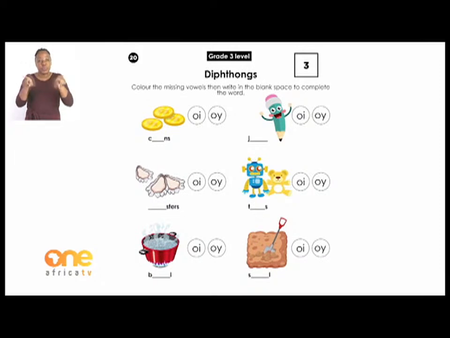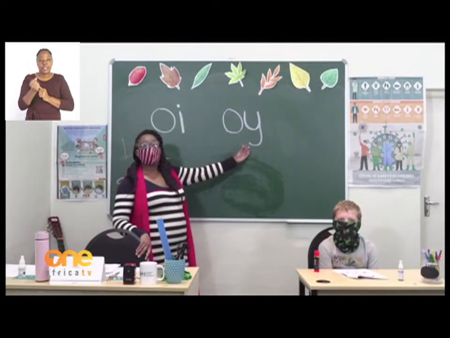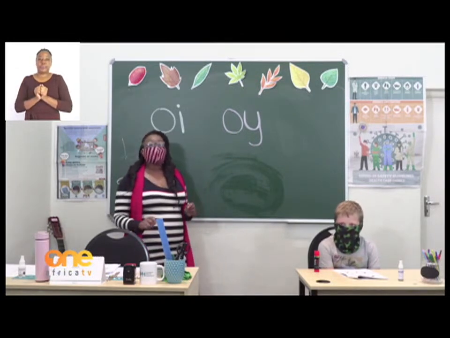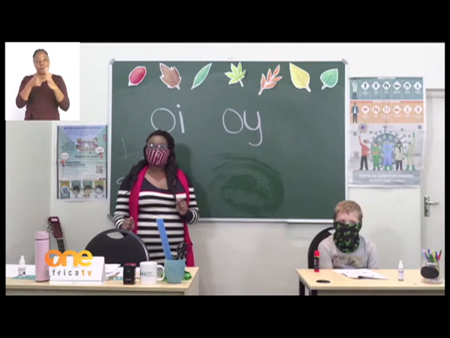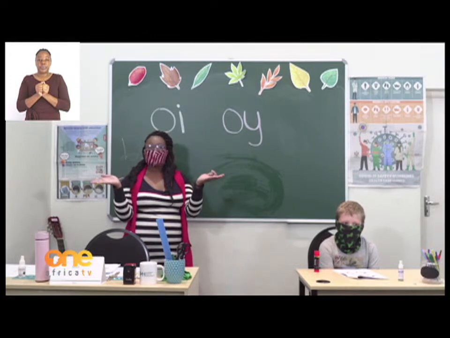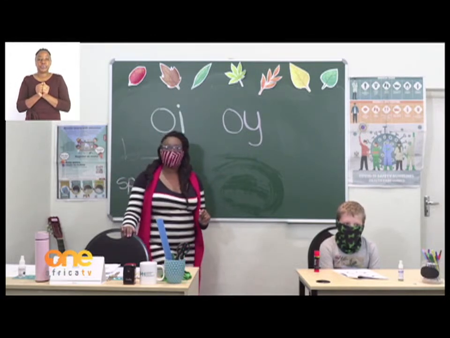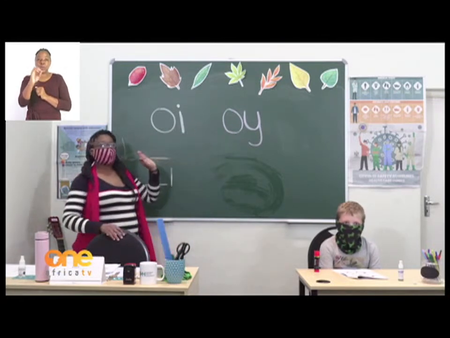Let's look at the board. On the board, I have our two sounds O-I and O-Y. If we're looking at the sound oi, we know that it is a long vowel sound that can be used to bring two consonant sounds together to blend them into a word. So we are going to choose which oi sound can be used here.